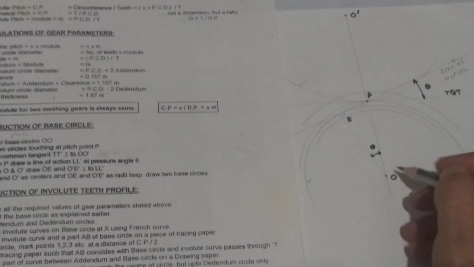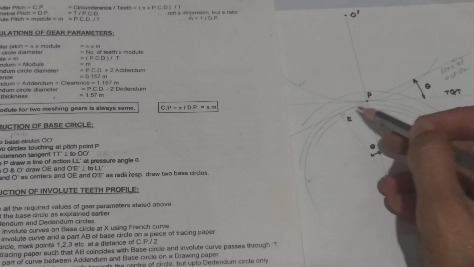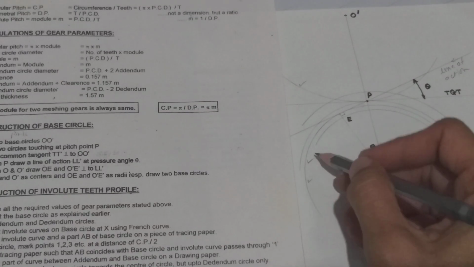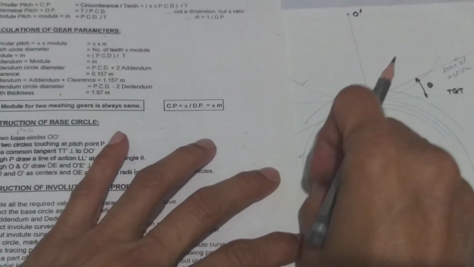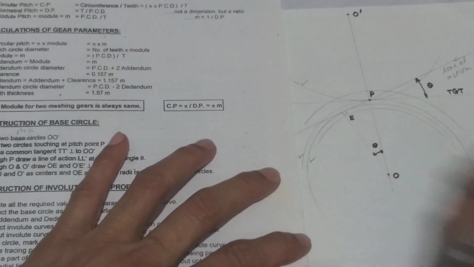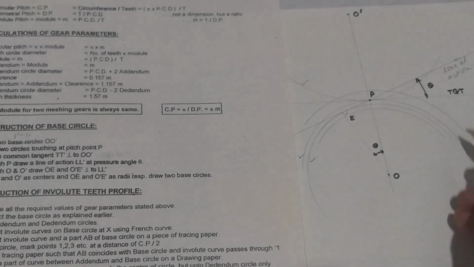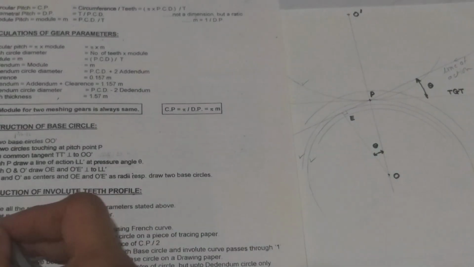So we draw this much, then we draw another circle which is passing through this particular point E. First we have drawn the pitch circles, and now we have drawn one more circle. This circle is called the base circle. So after drawing this much, then we go to the second part.